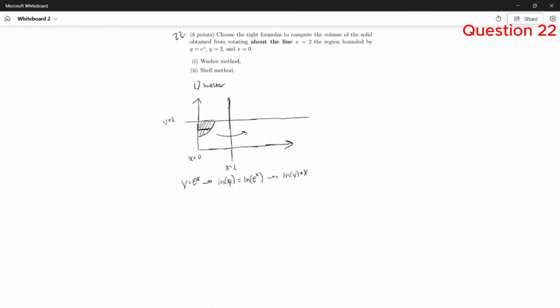With these types of problems, we obviously need to find both an outer radius, I'll call this r outer, this will become r2, and an inner radius.